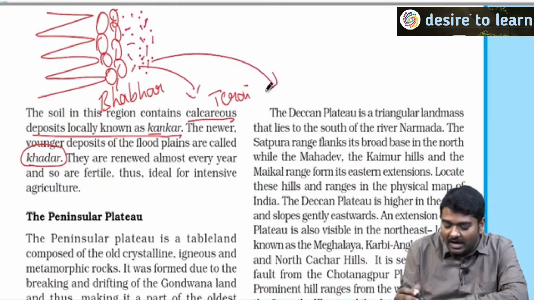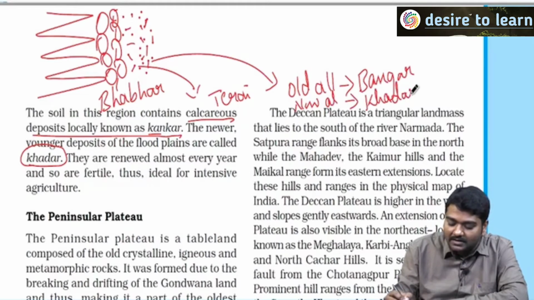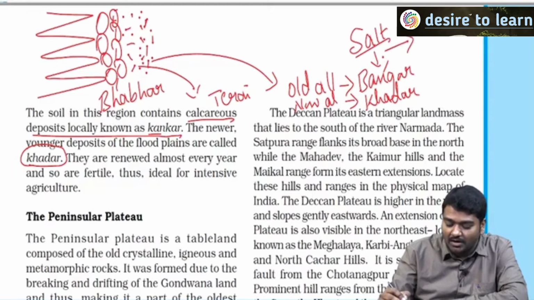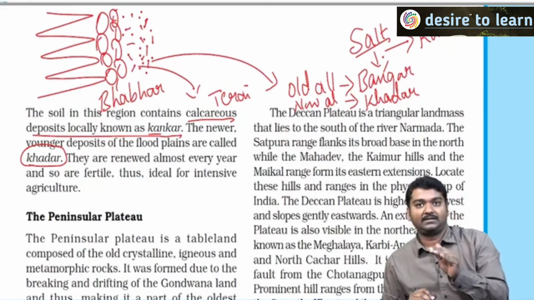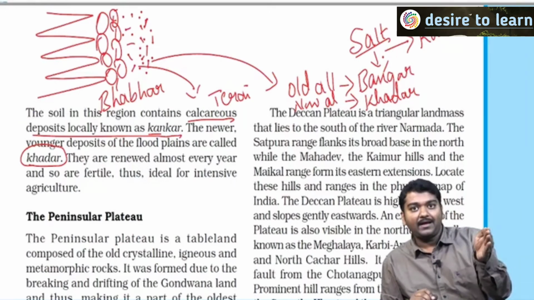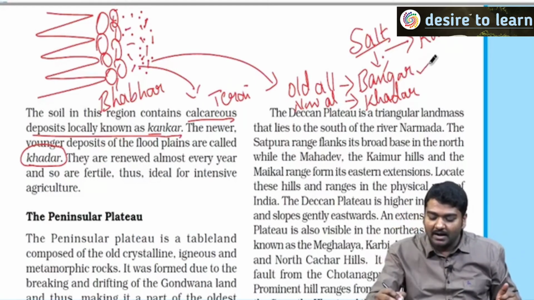Now this is called as old alluvium, or I would also call it as Bangar. New alluvium deposition takes place after this, called as Khaddar. Then we are actually looking at salt content being added to this, and this is called as Kankar. So I have Kankar, Bangar, Khaddar. Fine? Babbar, Terai, Bangar and Khaddar. So if salt is added to Bangar, I get Kankar.